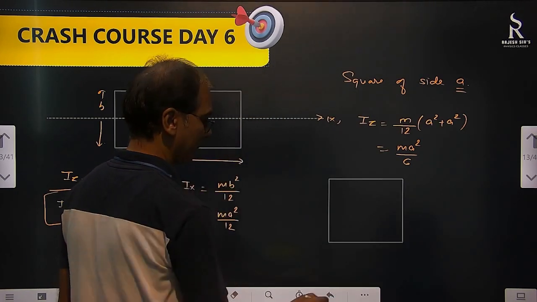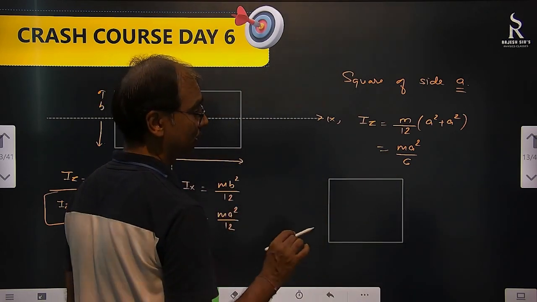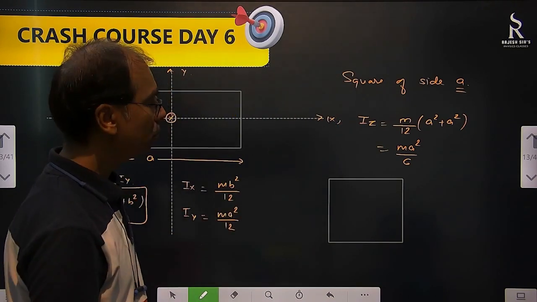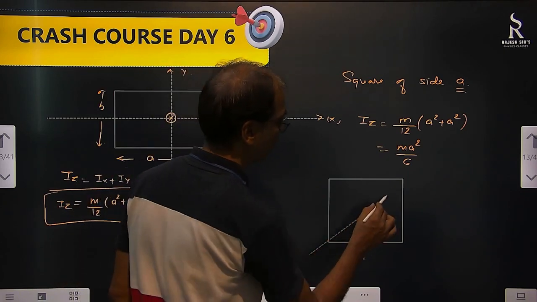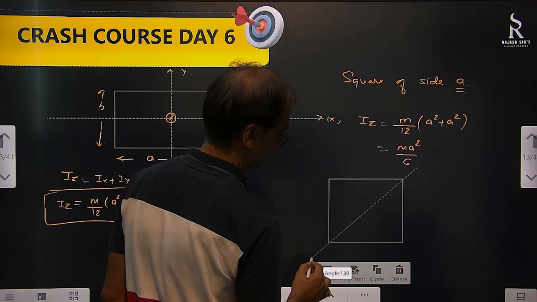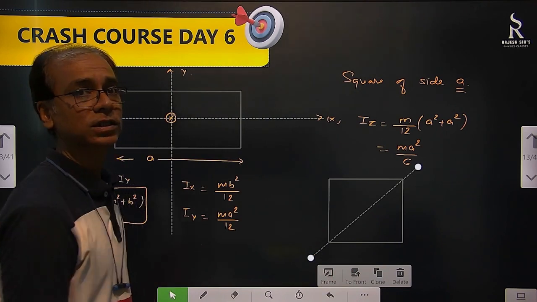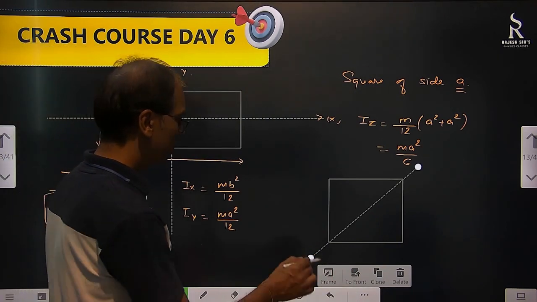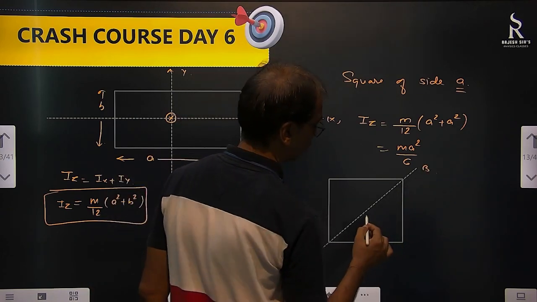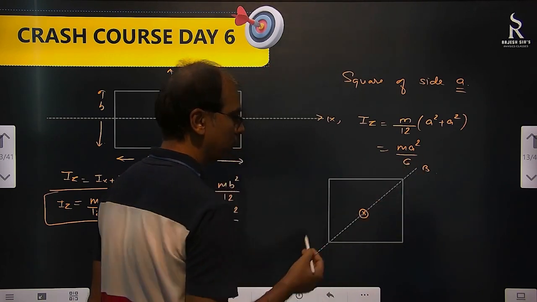For the square, they ask us, now we know that the moment of inertia is ma square by 6 about an axis passing through the center and perpendicular to the plane, the z-axis. But they ask you the moment of inertia about an axis passing through like this. This is a diagonal. What is the moment of inertia about this, they ask us. You already know about the z-axis. The z-axis is like this, perpendicular to the plane. They are asking about AB now.